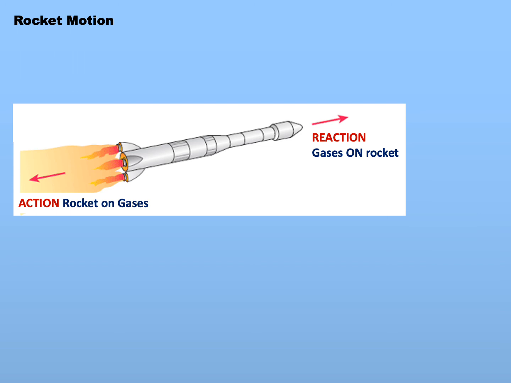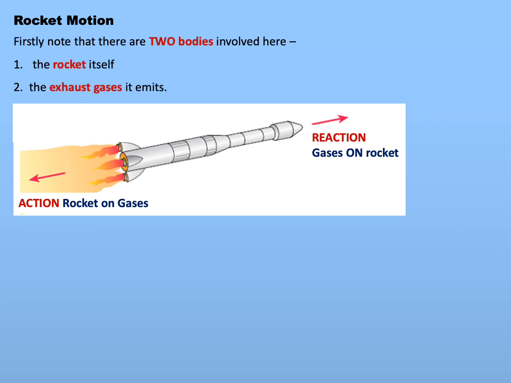So what happens is the gases burn, and for example, it could be hydrogen and oxygen burning together, and they come flying out the back. They get forced out of the back. So we're going to think of the situation here as involving two bodies. The rocket itself, but also the exhaust gases that it emits. Now, some people don't think of gases as being a body because they think of gas as being very light, but in fact, the gases in a real rocket have many millions of kilograms of mass.